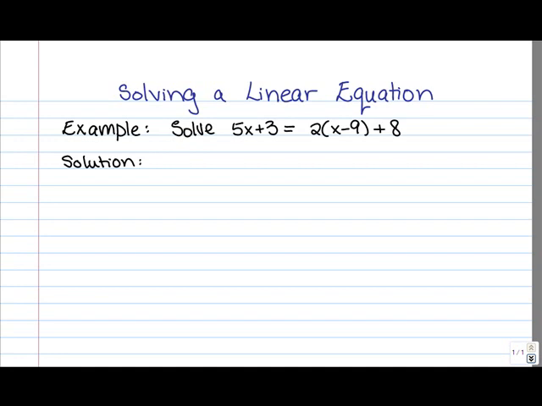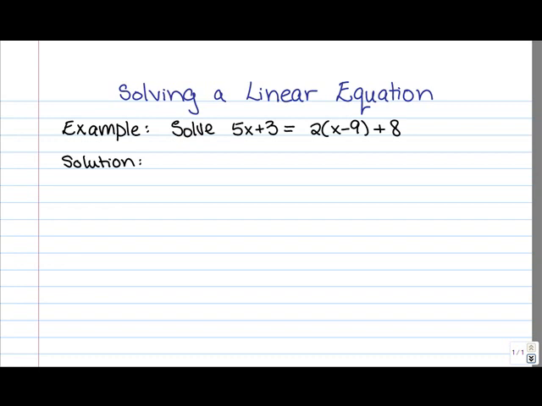In this video, we're going to have a look at solving a linear equation. So here, you're asked to solve the equation 5x plus 3 equals 2 times (x minus 9) plus 8 for x. Go ahead and try this on your own first before we take up the problem together.